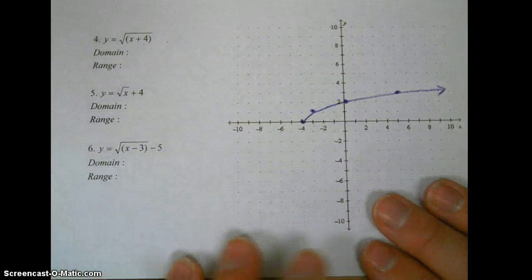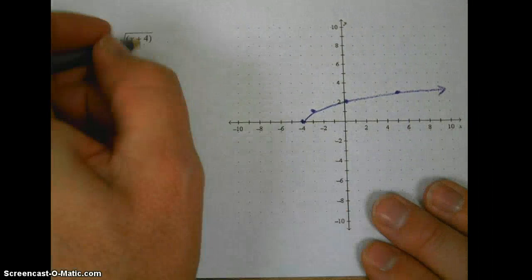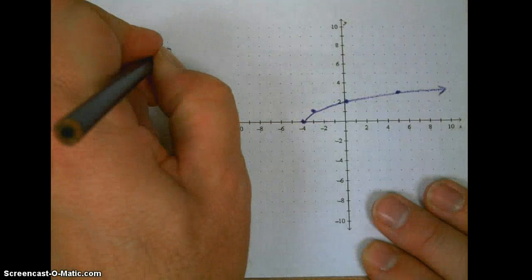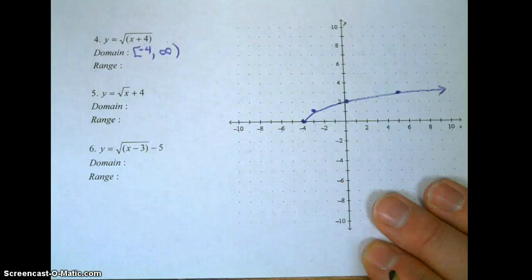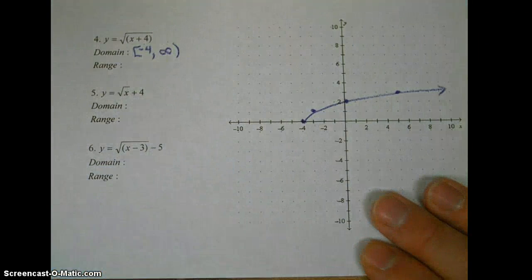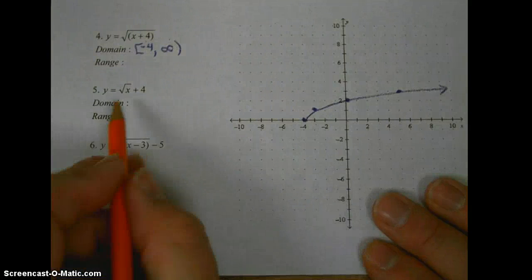Alright, so our domain is going to start at negative 4 and go to infinity. Okay, you complete the range on that one. Let's go to the next one.